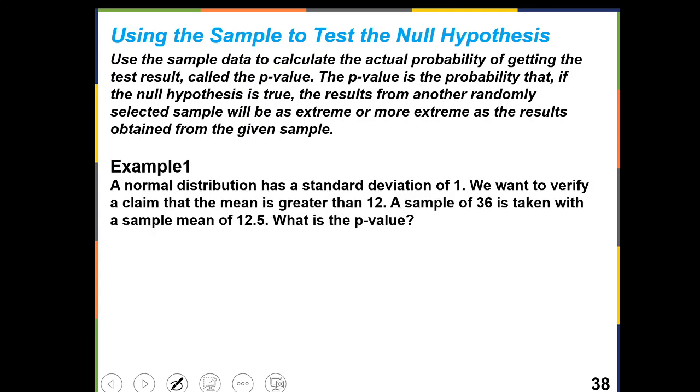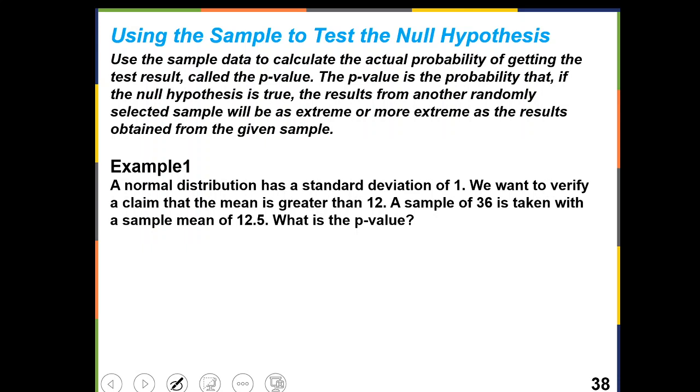All right, so think about that. Maybe you can rewind and listen to that one more time. But that's the idea of p-value. So a normal distribution has a standard deviation of 1. We want to verify a claim that the mean is greater than 12. A sample of 36 is taken with a sample mean of 12.5.